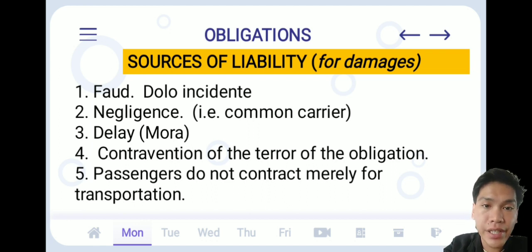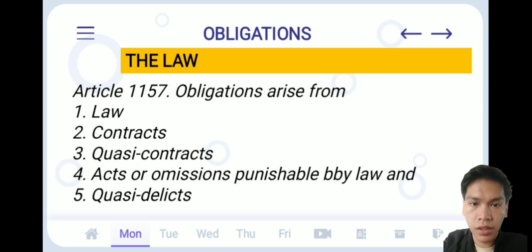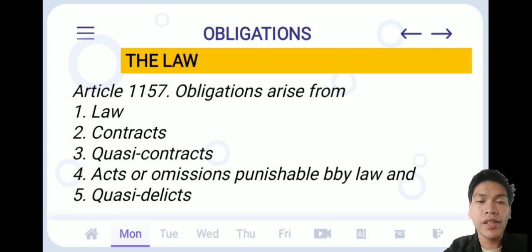Passengers do not contract merely for transportation. Under Article 1157, obligations arise first from law, which is a part of the 1987 Constitution. The second is contracts, a meeting of minds between two persons whereby one binds himself, with respect to the other, to give something or to render some service. A contract involves two or more people. The best example is a partnership in business.